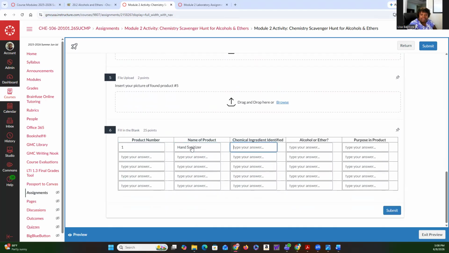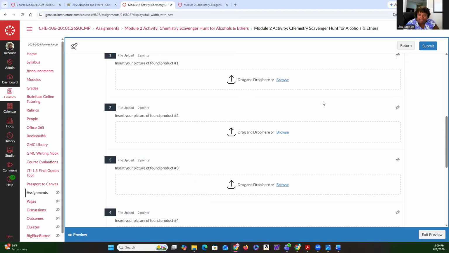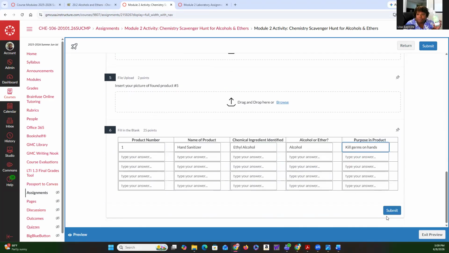Okay. And then the chemical ingredient identified. So where it says the drug facts, I don't know if you can see that. But anyway, where it would say drug facts, you're going to put the active ingredient. For this one, it is ethyl alcohol. So I'm going to put ethyl alcohol. And as the name implies, it is an alcohol. And then the purpose of the product is to kill germs on hands. All right. And so once I would do all five, make sure that you hit submit after you put all five.